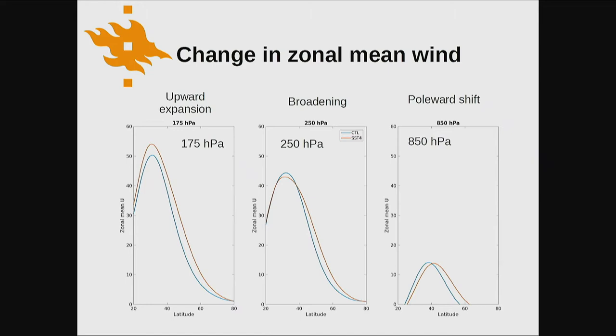At low levels, this is really what you can think of as the eddy-driven jet. This is the part that the extratropical cyclones are really influencing. Here we see a much more typical poleward shift in the jet speed. And this relates very well to the precipitation plot that I showed you, where you saw the precipitation peak in the extratropics moving poleward.